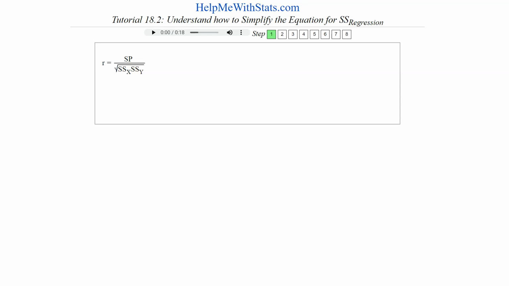HelpMeWithStats.com was used to create this tutorial that can help us understand how to simplify the equation for SS regression. Let's see how the equation for SS regression can be simplified.